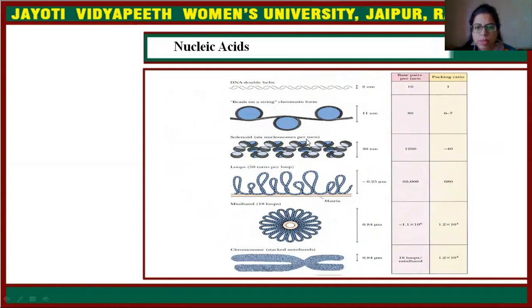6 nucleosomes per turn. You can see this is 6 nucleosomes, 1 2 3 4 5 6, and they create new solenoids of 30 nanometer. Now these solenoids will create loops, 50 turns per loop. Now they are going to create mini bands of 0.84 micrometer. Now these mini bands will compact in the form of a chromosome, and the diameter of one chromatid is 0.84 micrometer.